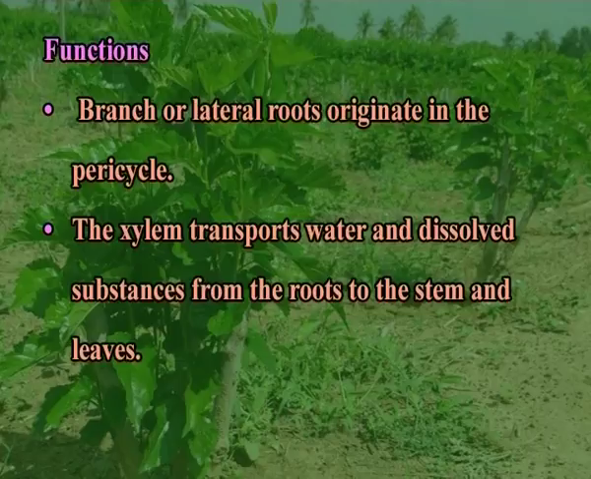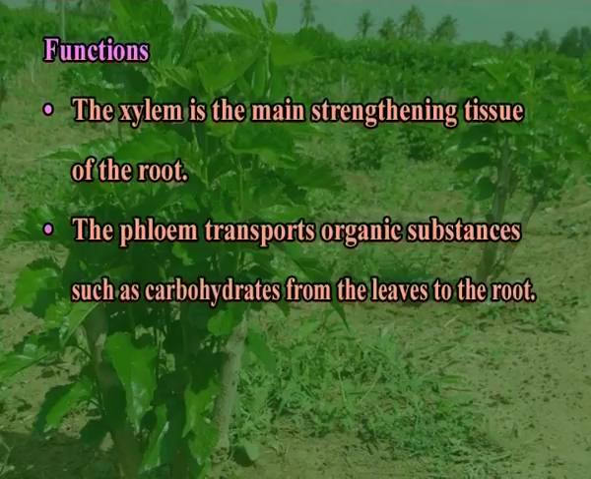Functions: branch or lateral roots originate in the pericycle. The xylem transports water and dissolved substances from the roots to the stem and leaves. The xylem mainly strengthens the tissues of the root. The phloem transports organic substances such as carbohydrates from the leaves to the root.